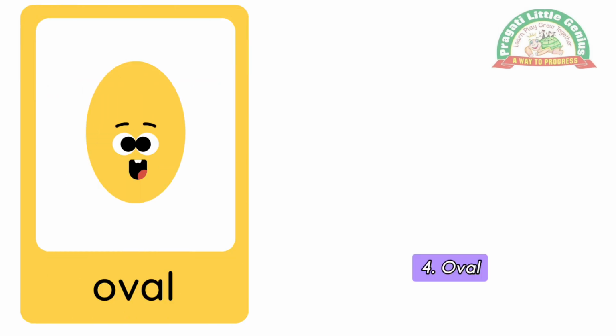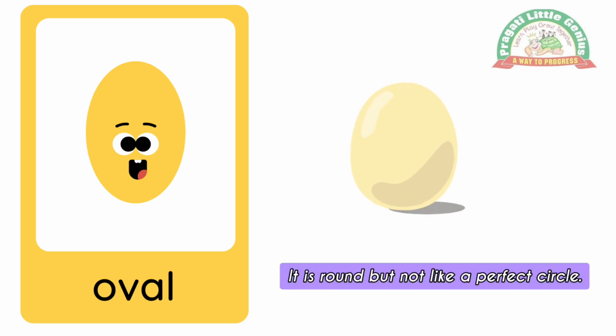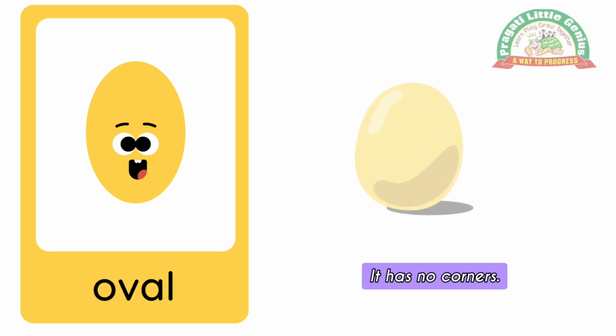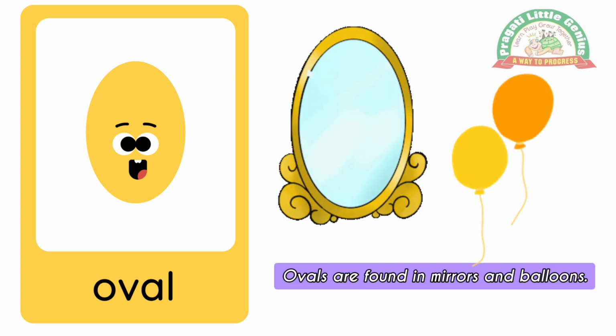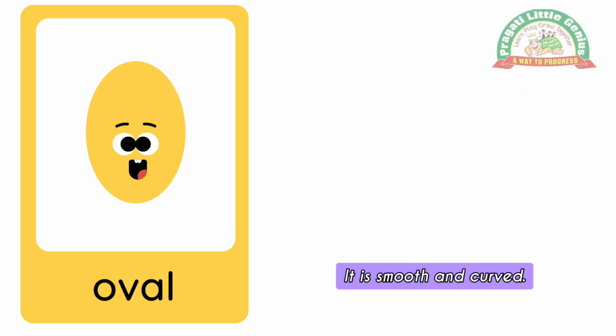4. Oval. O-V-A-L. Oval. An oval looks like an egg. It is round but not like a perfect circle. It has no corners. Ovals are found in mirrors and balloons. It is smooth and curved. It can roll like a ball.